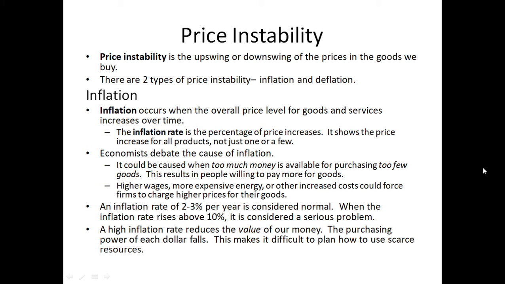If you have $1 now, that would buy a nice sized candy bar. With inflation, you might have to put $2 toward buying that candy bar because the value of that $1 is not as high anymore. It's only worth half a candy bar at that point. So it makes it difficult for everybody in the economy, the country, the people, the businesses, to plan how to use scarce resources. And that's why price instability, inflation, causes a problem.